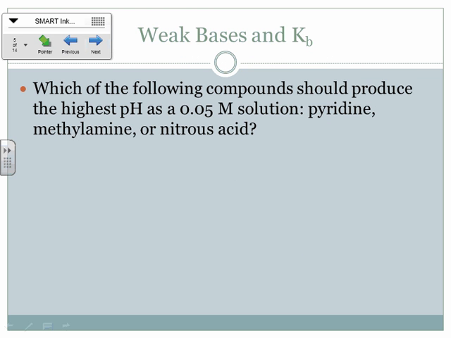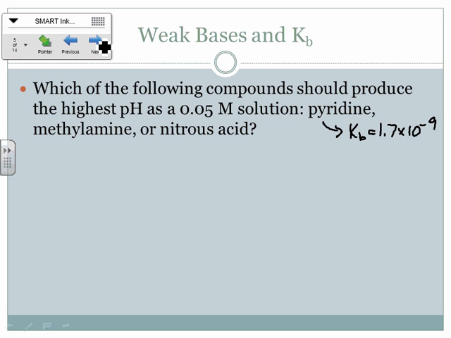Okay, which of the following compounds should produce the highest pH as a 0.05 molar solution? Pyridine, methylamine, or nitrous acid? Well, what are you going to need to know in order to be able to figure that out? Probably need to know their KBs, right? Okay, so let me tell you those. The pyridine is 1.7 times 10 to the negative ninth. I think I wrote that right, yeah.